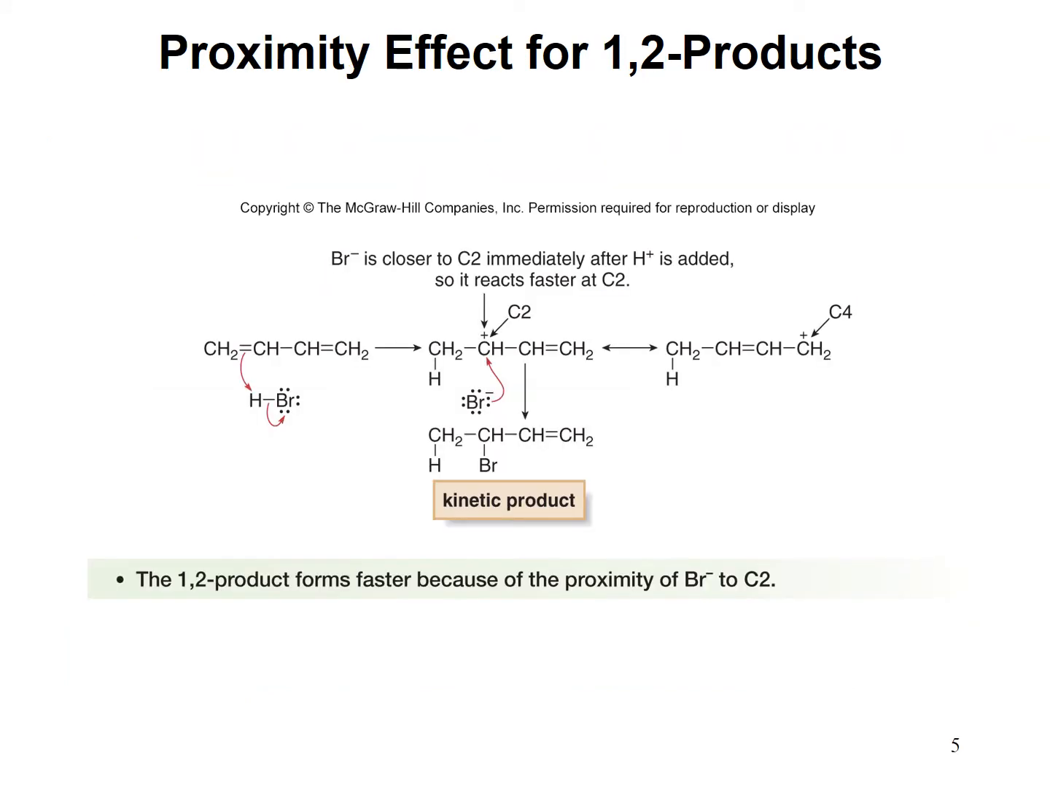The biggest reason why we get the 1,2 product is because of proximity. At low temperatures, you don't have a lot of heat in the system, so your system is going to be going with the product that's closest to the intermediate. And since we don't have enough heat to undergo the rearrangement, we're going to have this proximity effect occur for the 1,2 additions.